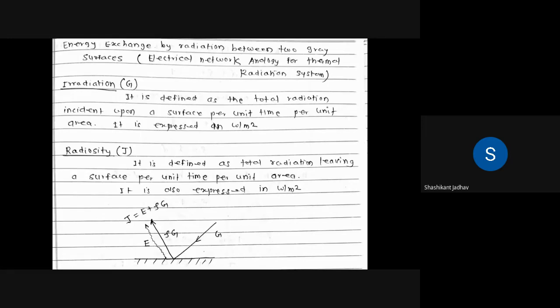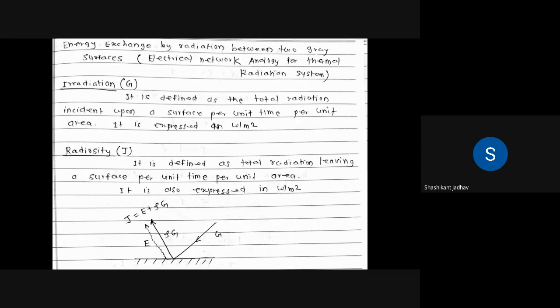And how do we calculate the reflected radiation? We have the concept of reflectivity, and reflectivity is denoted by rho. We have already seen the definitions: what is meant by absorptivity, reflectivity, and transmissivity. According to the definition, reflectivity is reflected radiation divided by incident radiation. So rho is equal to G_R divided by incident radiation, that is capital G. So from this we have to calculate G_R.